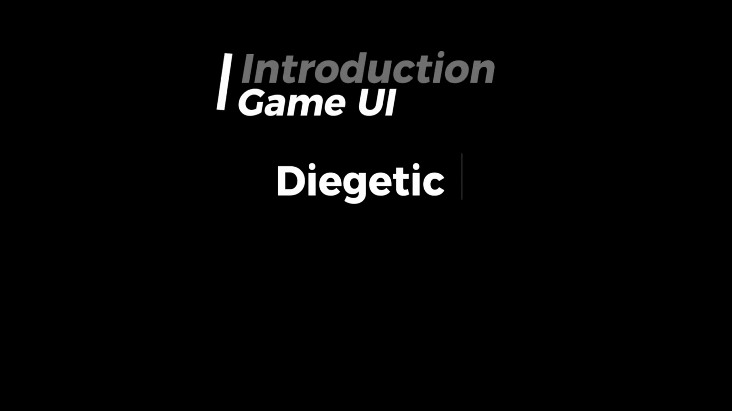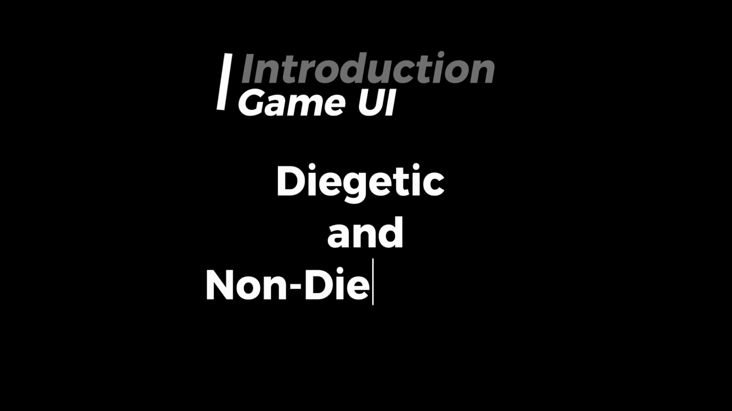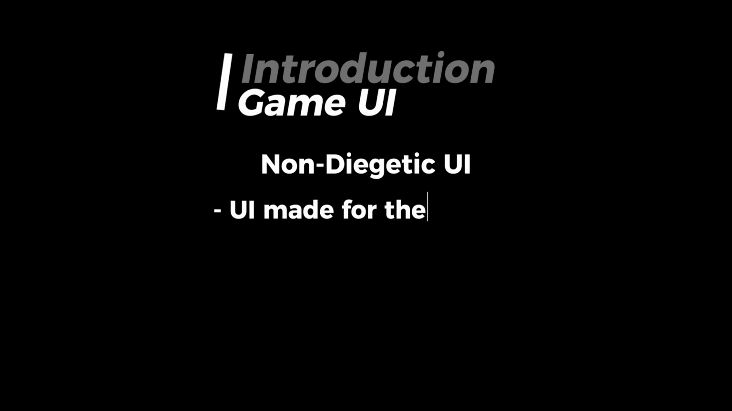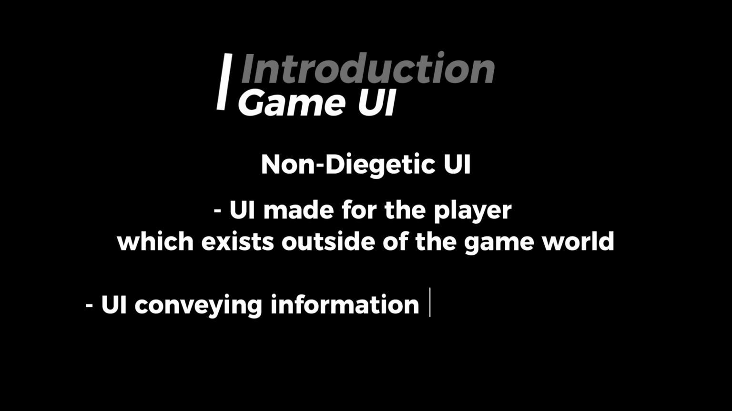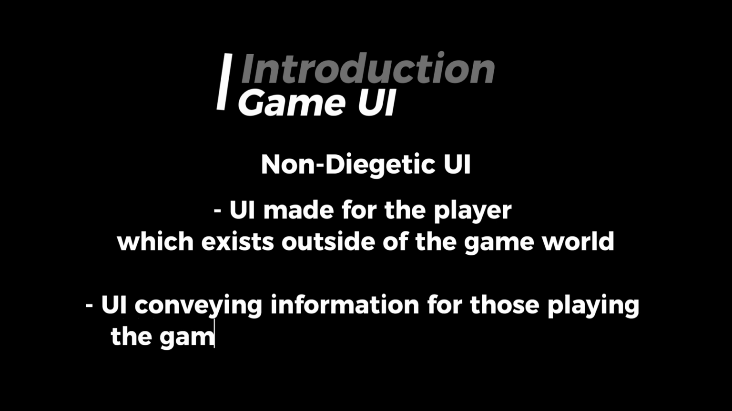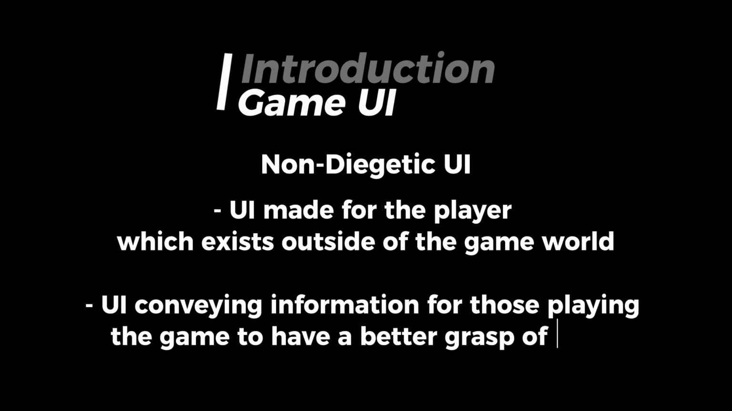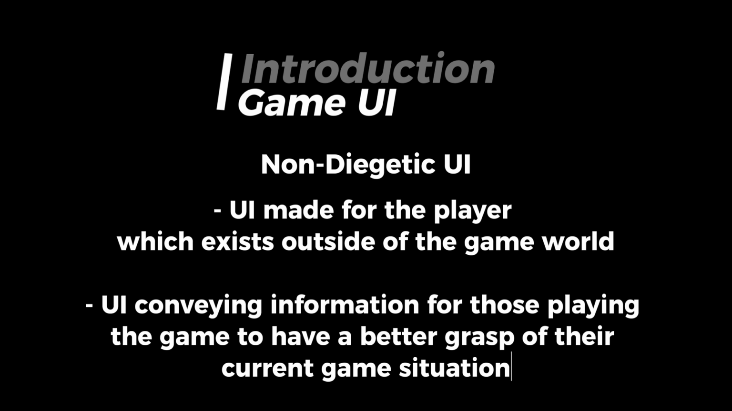When designing Game UI, we as UI designers also think about whether or not the UI elements are diegetic or non-diegetic. What do these terms mean? Non-diegetic UI is the typical UI we think of and is the UI made for the player, which exists outside of the game world. For example, a health bar is UI for us as players to view the status of a character's health. In the game's world, there would be no bar hovering above a person's head. It is not a part of the narrative. It is UI conveying information for those playing the game to have a better grasp of their current game situation.